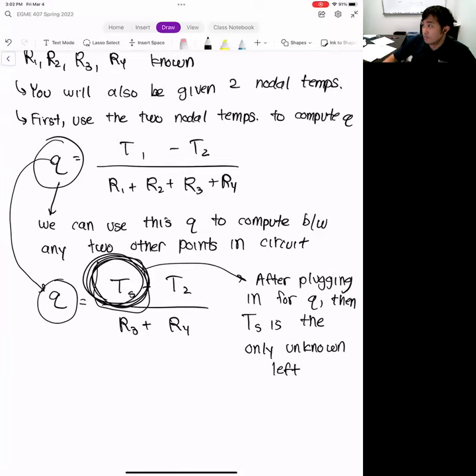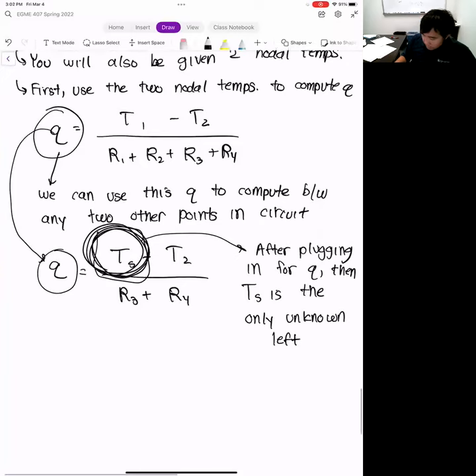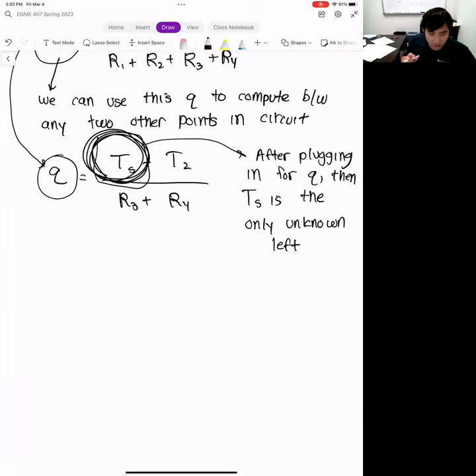All right. That's one common way that you can use thermal circuit problems. The other common type of thermal circuit problem is what I like to call an unknown resistance problem. And so in unknown resistance problems, what you need to solve for is some property of one of the resistances.